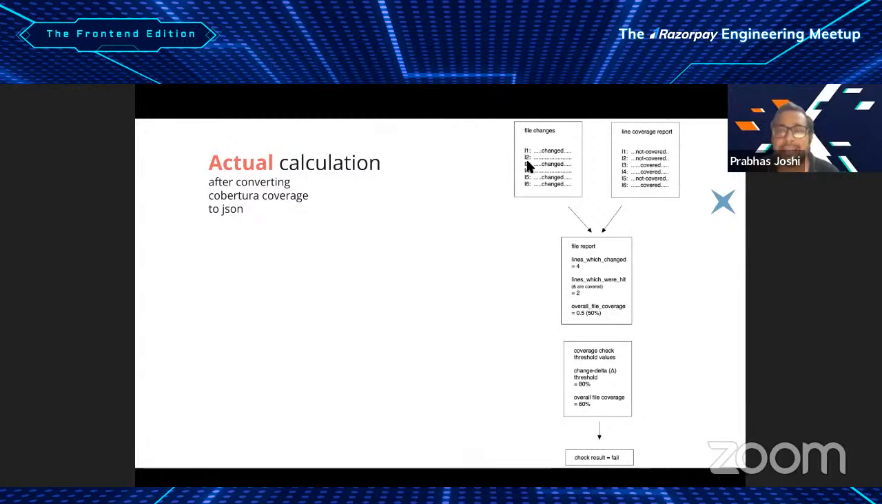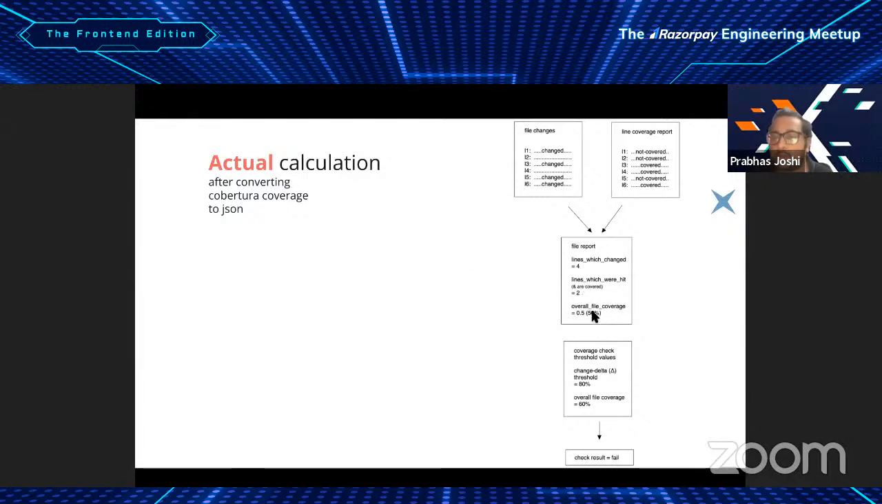So there are the different lines that got changed: L1, L2, L3, L4, L5, L6, and there is a coverage report, which is the Cobertura report, which tells me which line is covered and which line is not covered. So if we do a simple comparison between the two, I know that there are 4 lines which changed, and there are just 2 lines out of those 4 which are covered. So there are 2 lines which are not covered, right? So it's very simple mathematics once you know about Cobertura.